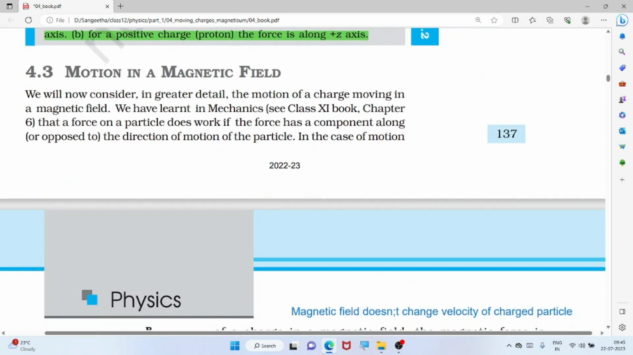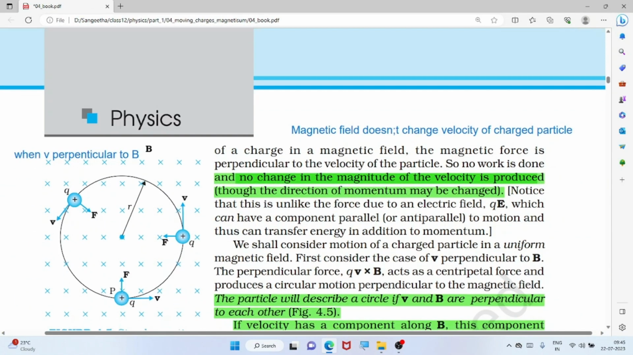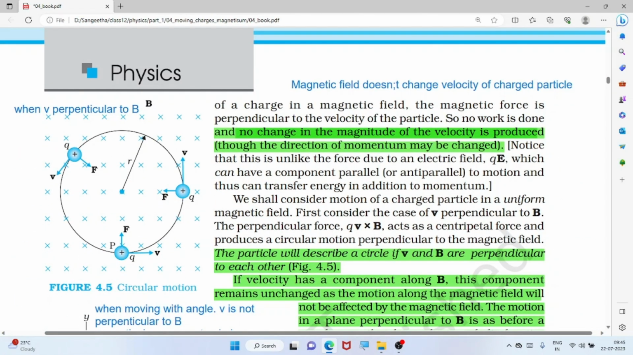Motion in a magnetic field. See, when the charge moves in the magnetic field, its speed doesn't change, but its direction can change. So the charge moves perpendicular to the magnetic field here, and the force acts inwards. So this charge moves in a circular manner. Its direction changes, but speed doesn't change. So the magnetic field doesn't change the speed of the charged particle. No change in the magnitude of the velocity is produced, though the direction may change.